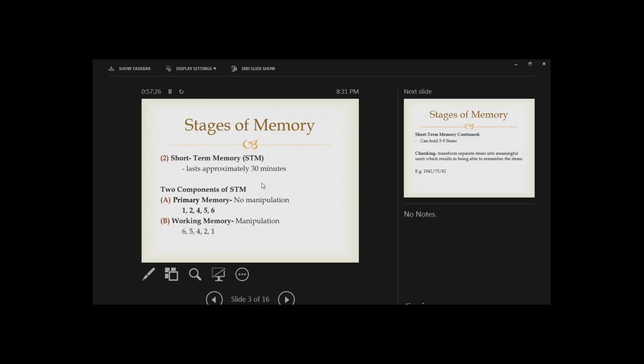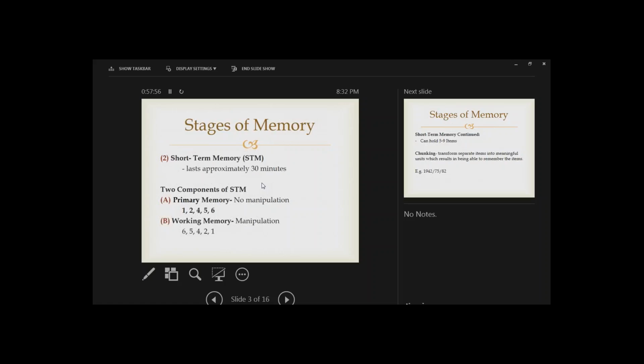The first one is called primary memory. So if I say to David, okay, David, I want you to remember these numbers, 5, 2, 3, 4, 8. Repeat them back to me. 5, 2, 3, 4, 8. Good. So that is primary memory. Now, if I say to David, okay, I want you to repeat them backwards to me.